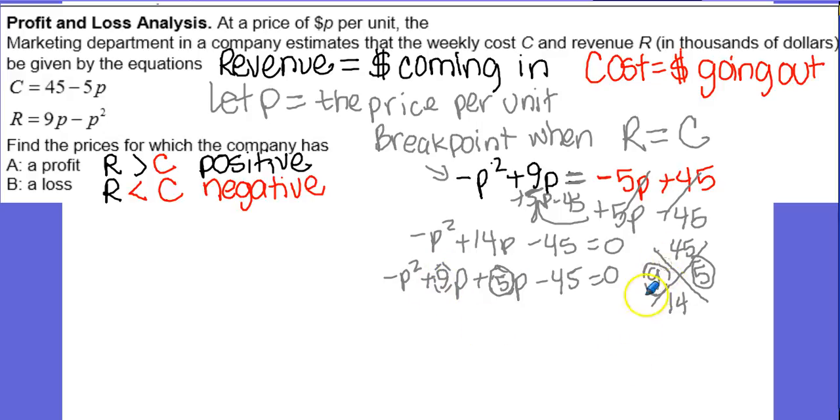Maybe I'll just highlight them. There we go. Okay. Now I'm going to factor the front and factor the back by cutting it in half and factoring by grouping. So in the front, I'm going to factor out a negative p. And that leaves me with p minus 9. Because negative p times p is negative p squared. Negative p times negative 9, positive 9p. In the back, I'm going to factor out a positive 5, which also leaves me with p minus 9 equals 0.